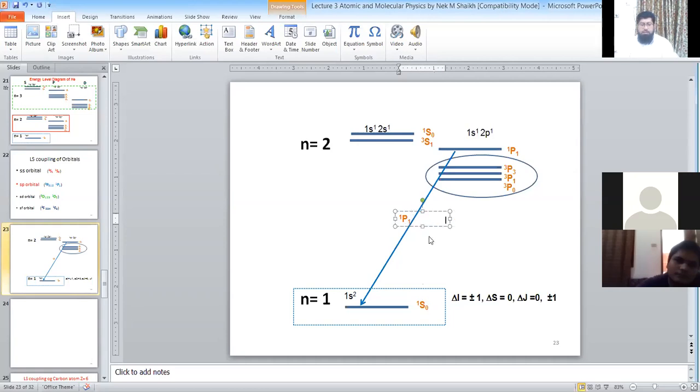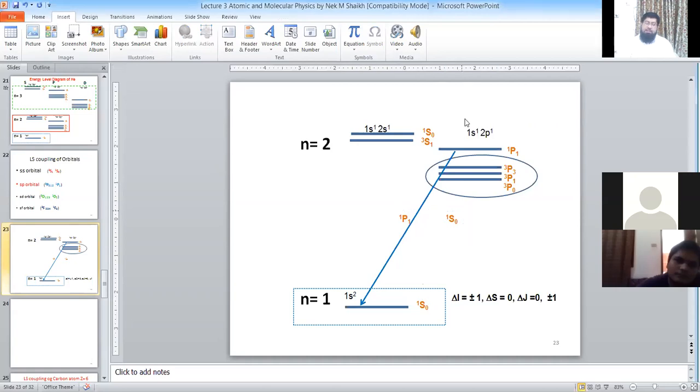Only the transition is from 1p1 to 1s0. So there is no other transition which is possible here. So only this is the transition possible. So now the question is, again, if the electron is in the s orbital, then how does it come back into the ground state? There are two possibilities.